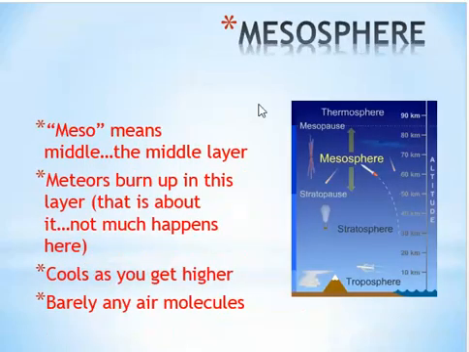The middle layer is the mesosphere. Meso means middle, the middle layer. This is the layer in which meteors burn up, and that's about all that happens in the mesosphere. It cools as you get higher, and there's barely any air molecules. The mesosphere is actually the coldest layer of the atmosphere, the one in the middle. So that is your mesosphere.